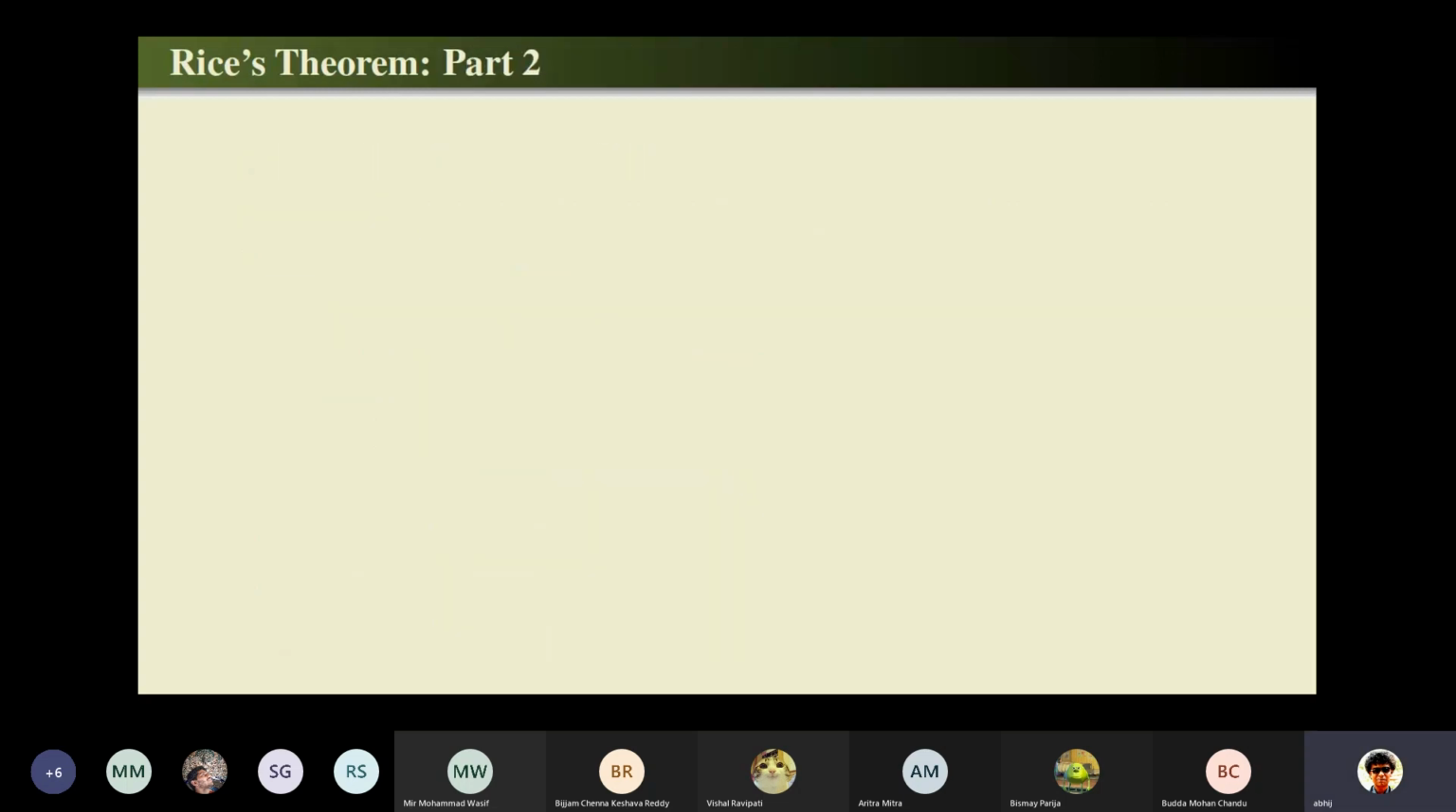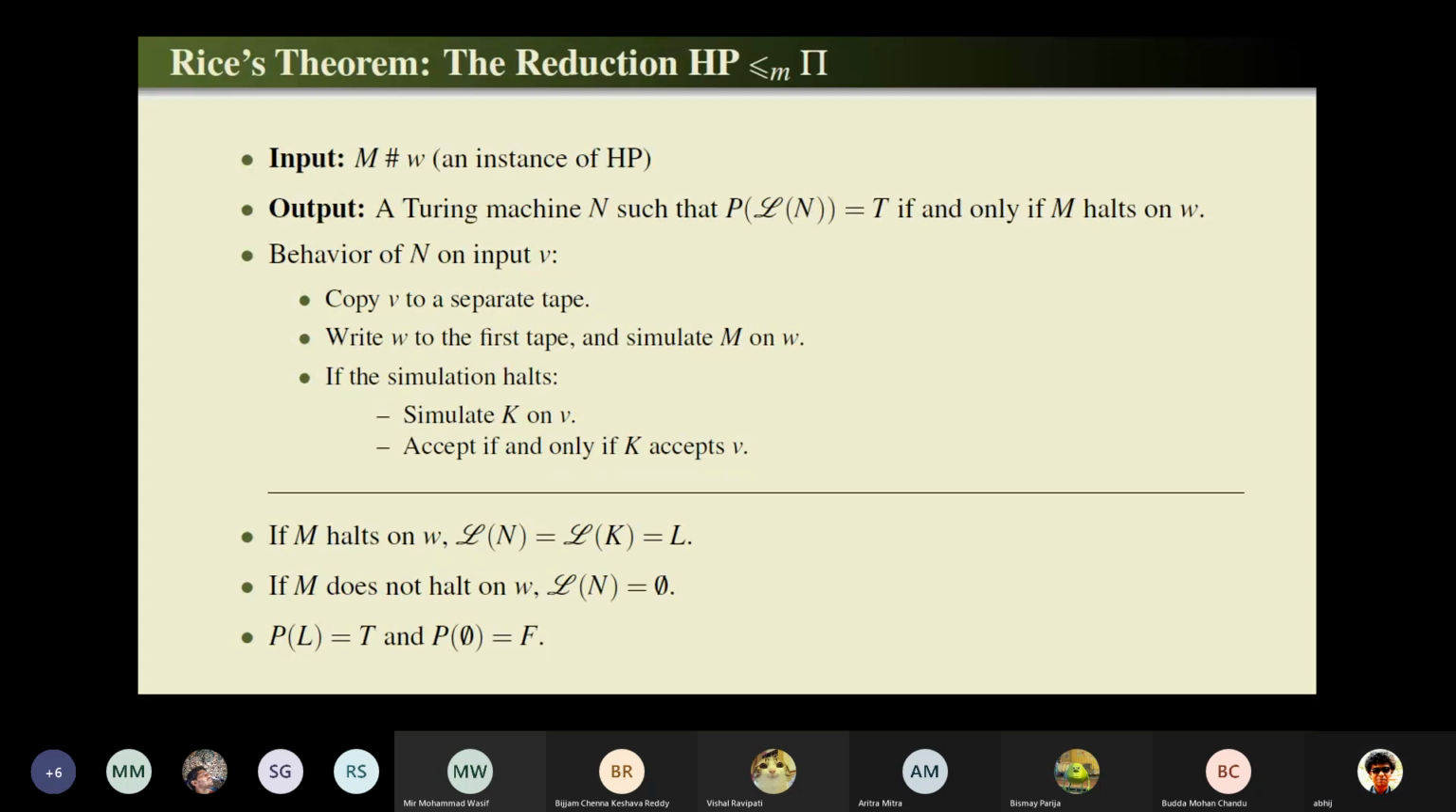The applications are something like all the non-trivial properties that we have seen: whether the language of a machine is finite, contains epsilon, whether the language is regular, whether the language is context free, whether the language is context sensitive, whether the language is recursive. These are all non-trivial properties of RE sets and therefore undecidable by Rice's theorem.